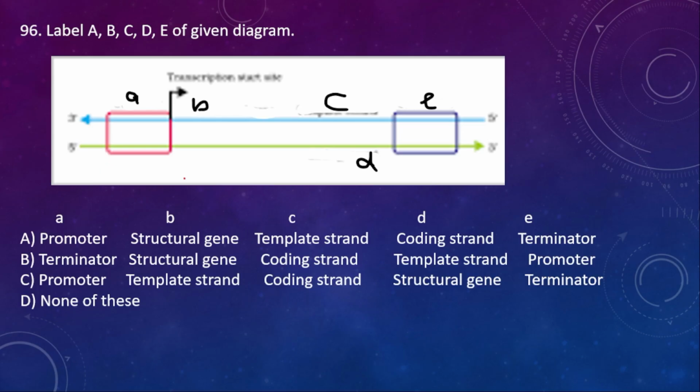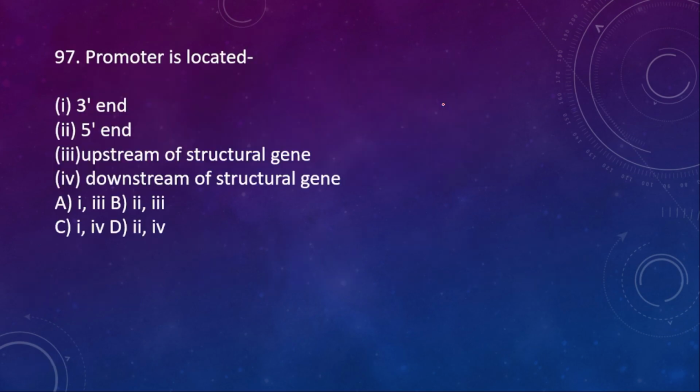Next question, 96. Label A, B, C, D, E of given diagram. What is A, what is B, what is C, what is E, and then D. Here A is promoter, B is structural gene, and then C is template strand, and E is terminator, and then D is coding strand. So the right option is option A.